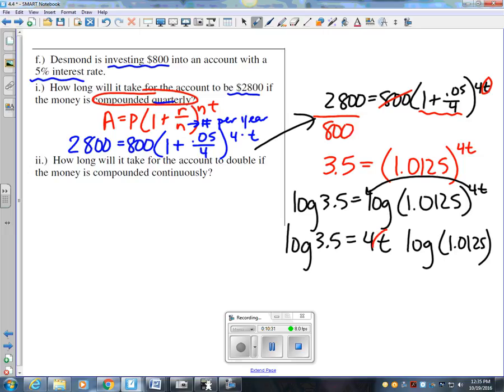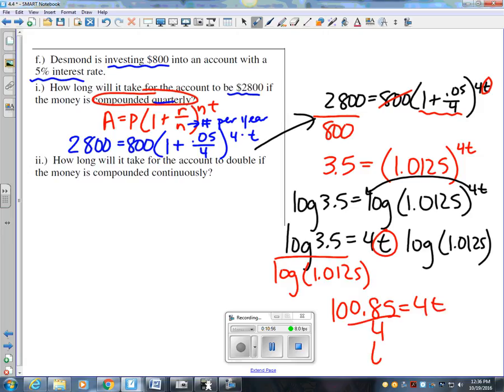And to get t by itself, you would divide by log 1.0125. And that gives you 100.85. And the last thing you want to do is divide by 4. So you get 25.21. So t is time, so that's 25.21 years is your answer.